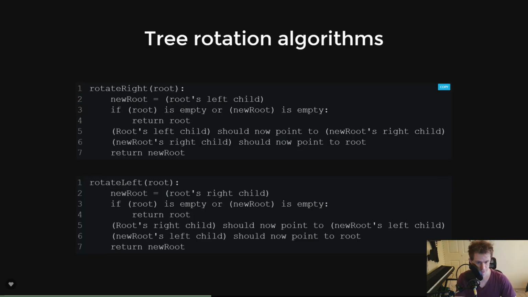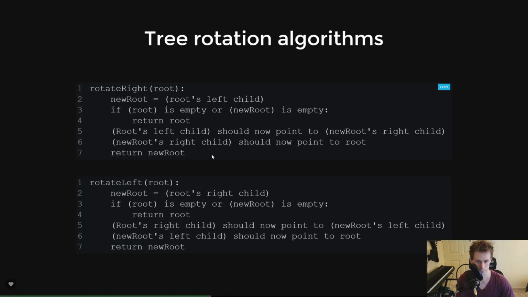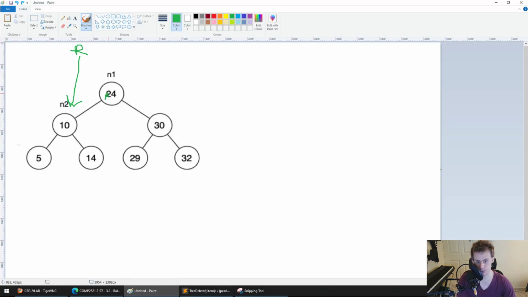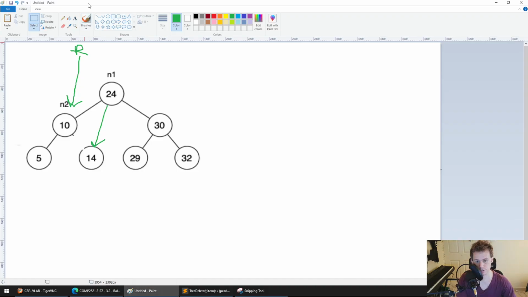Then we take the root's left child and we point it to the new root's right child. So root's left child should now point to new root's right child. That makes sense. So 24 should now point here. They're doing things in a slightly different way to what I've just been doing visually with you. Then the new root's right child should now point to root. So the new root's right child here should point to root.